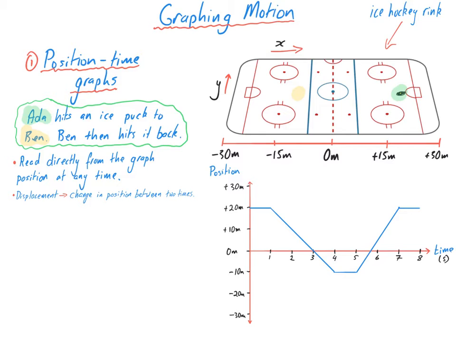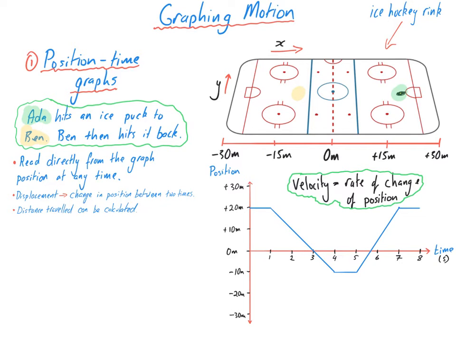We can also calculate the distance travelled by the puck over the 8 seconds. Here we have to look at individual segments of our graph. So from 1 second to 4 seconds, the puck travels from plus 20 to minus 10. That represents 30 metres, and then we'll see 30 metres back in this section. So overall, the puck travels a total distance of 60 metres.